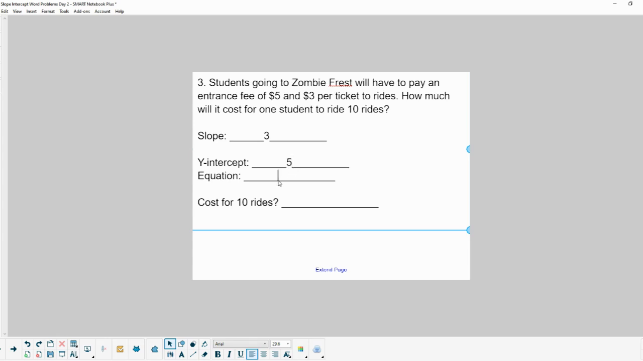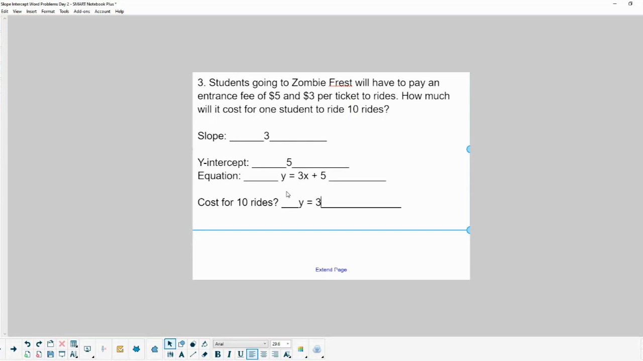So now let's write our equation. What we're going to spend equals $3 per ride that we ride, plus the $5 it took to get in. And then once we get to that point, we want to know how much it's going to cost to ride 10 rides. So all we have to do then is substitute in 10 for x.